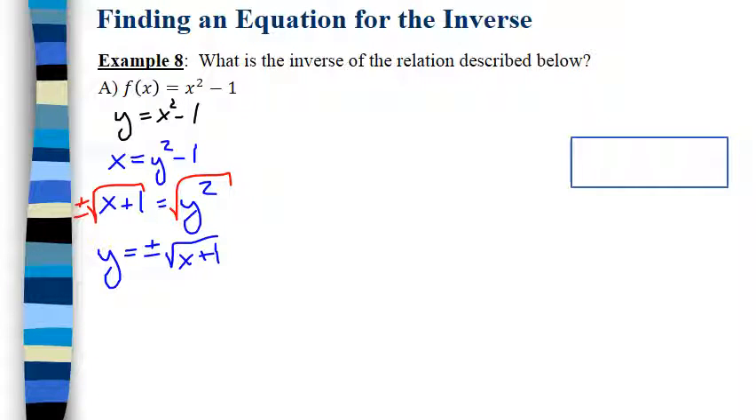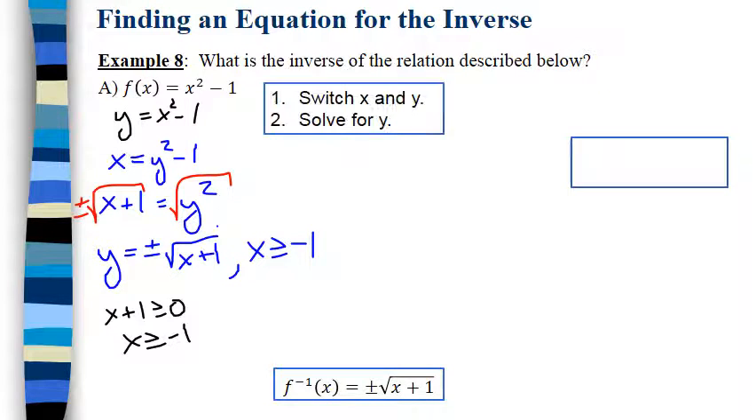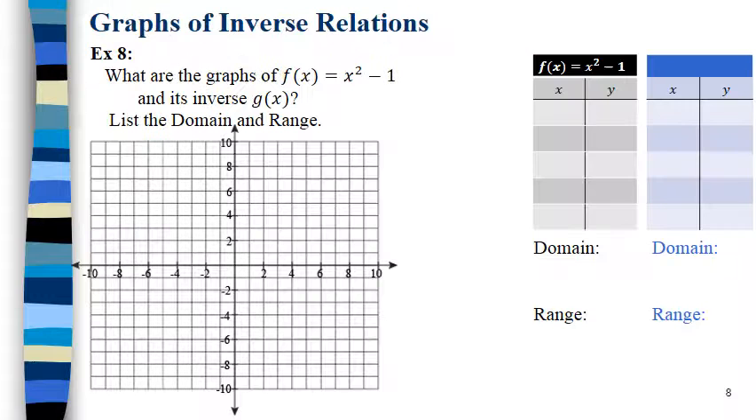Now, in this case, we have a square root, which means what's in the square root has to be greater than or equal to 0. That is, x has to be greater than or equal to negative 1. So we're going to have to restrict this domain to say that this is the inverse as long as x is greater than or equal to negative 1. Go ahead and try this next one. Remember that we switched x and y and solved for y. Okay, welcome back. Here's the answer and our next problem.